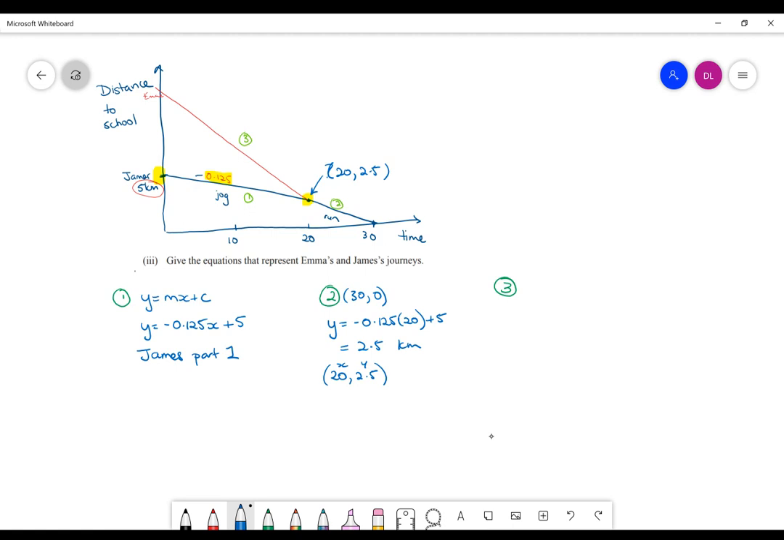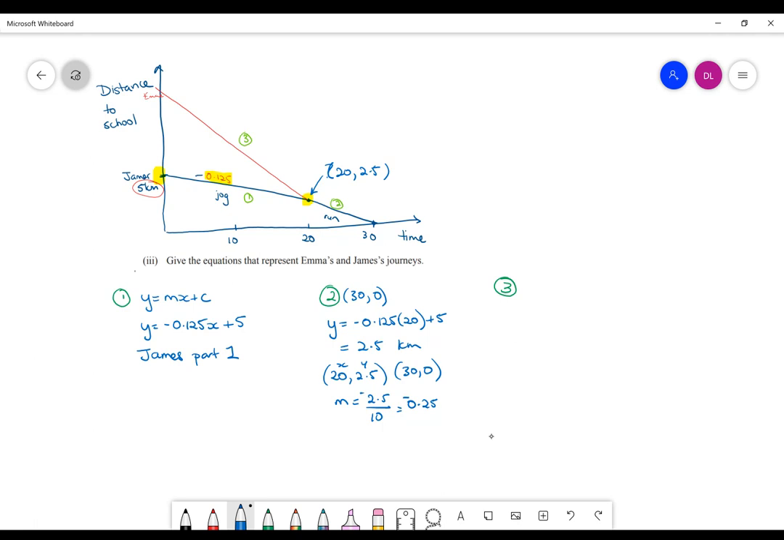which is y equals mx plus c, and you also know that it's going through the point 30, 0. So you've got 2 points. We're going to use y equals mx plus c. You can work out the gradient. The gradient is rise over run. In this case, the rise is 2.5, and the run across the bottom here is actually 10. So 2.5 over 10 comes out to be 0.25. And remember, it's negative in this case because it's sloping downwards.